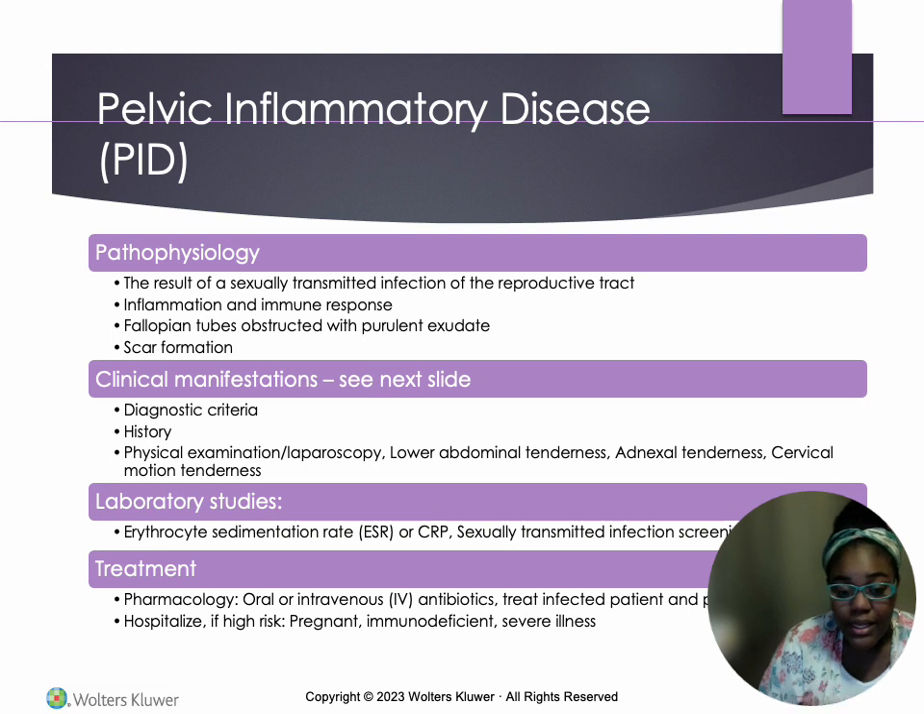So again, PID happens secondary to some sort of sexually transmitted disease. So in order to treat, they would need to find out which disease or which organism is infecting the area, and that way they can treat it. And normally that's with oral or IV antibiotics.